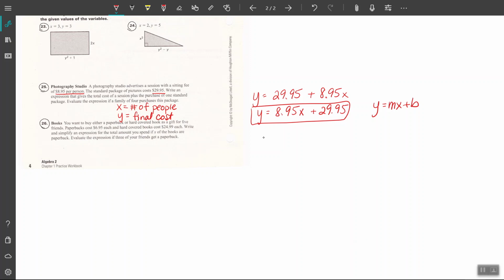Now we need to evaluate the expression if a family of 4 purchases this package. That means x equals 4. So in the scenario where x equals 4, how much is it going to cost? Following PEMDAS, I'm not going to spend time going through the actual math of that, but you would end up with $65.75.